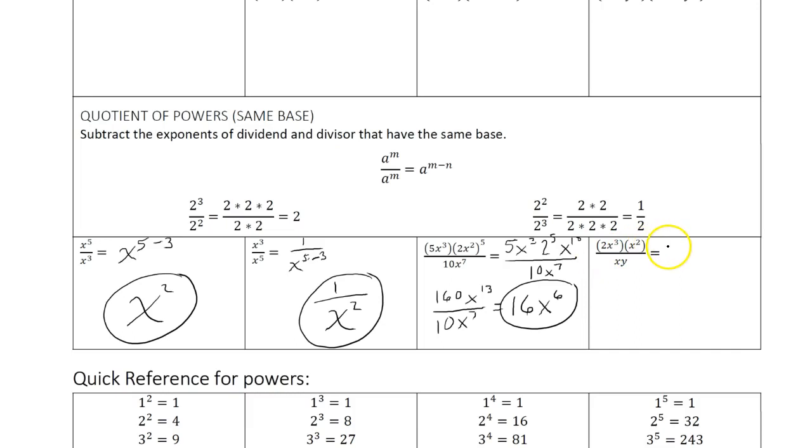In the last example, add the powers of x for 2x to the power of 3 plus 2 over a denominator of x times y. This gives us 2x to the fifth over x times y. The only base that is in common in the numerator and the denominator is x, so we need to subtract the exponents of x to the fifth and x to the first. So 5 minus 1 is 4. We get 2 times x to the fourth over y.